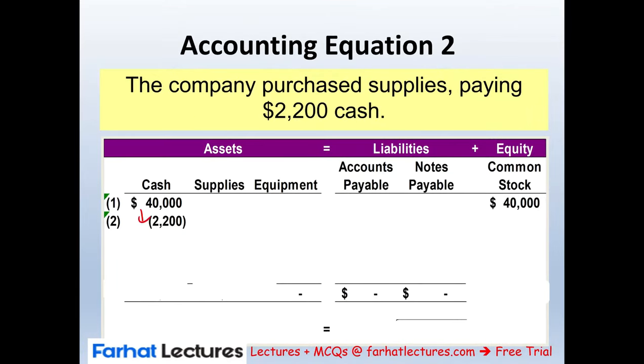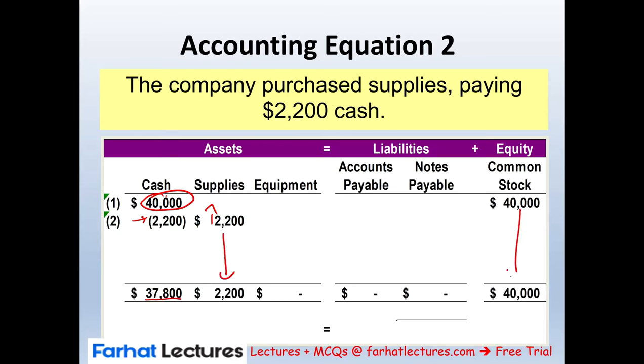Let me run my balances now. Initially, I had $40,000 in cash. I spent $2,200 on supplies. What's left in cash is $37,800. I had zero supplies. Now I have $2,200. And my common stock, I did not affect my liabilities. 40,000 of assets still equal 40,000 of liabilities and equity.